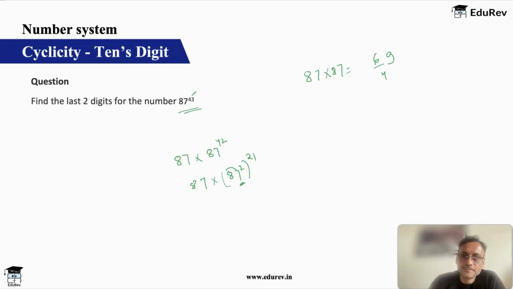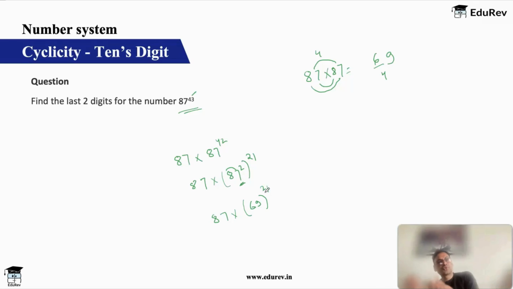Once again, 7 into 7 is 49. So 9, 4 carry. And then 8 into 7 plus 8 into 7, which is the same as 8 into 7 and then doubling it. So 8 into 7 is 56. Double of 56 is 112. 112 plus 4 is 116. So 69. Okay, so this is now 87 into 69 to the power 21.